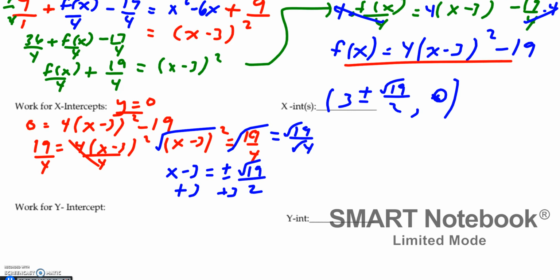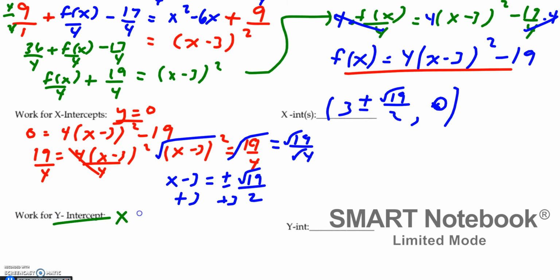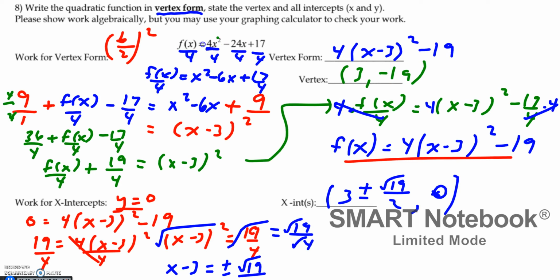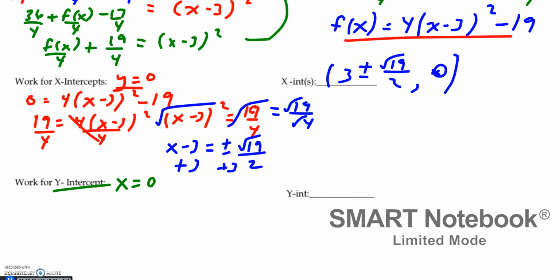The y-intercept is the best part of this entire problem because the y-intercept is when x equals 0. And so if we plug 0 into the original equation, if I plug in 0 here, that becomes 0. Plug 0 here, that becomes 0. So I'm just left with 17. So my y-intercept would be 0, 17.